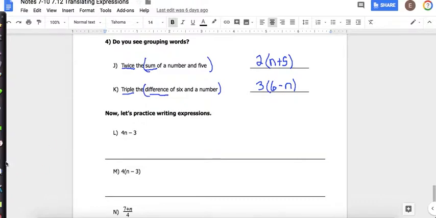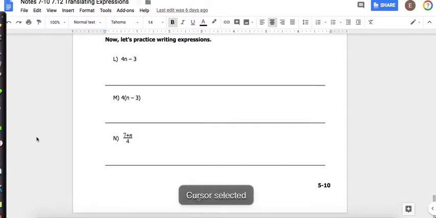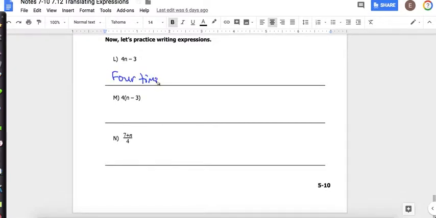Now let's practice writing some expressions. And there's more than one. I'm just going to write one here, and then we'll talk about some of the other ones you could write. So the one that I'm going to write for this one is 4 times a number decreased by 3. Now remember, I could also use 3 less than 4 times a number. I could use 4 times a number minus 3.